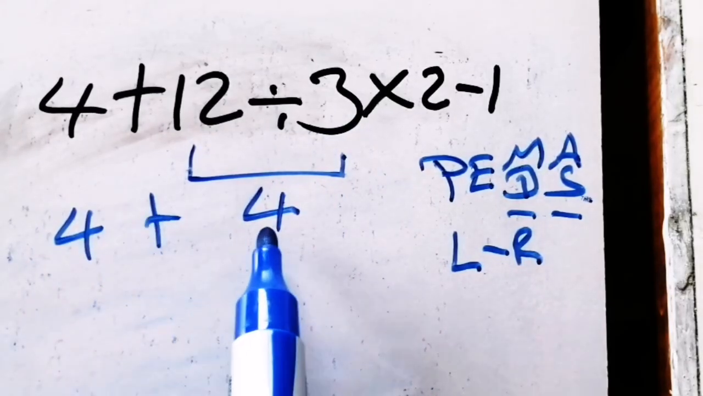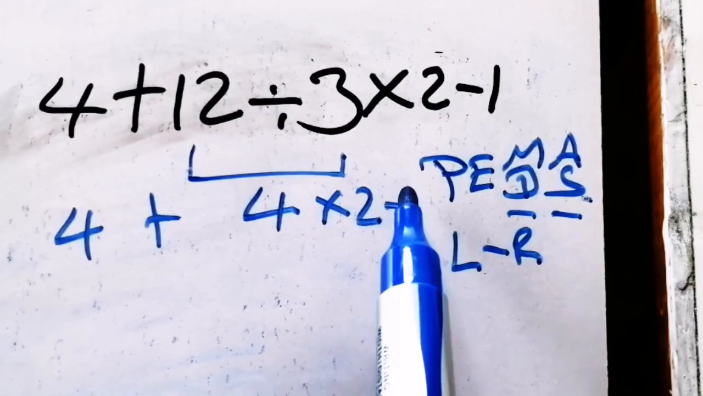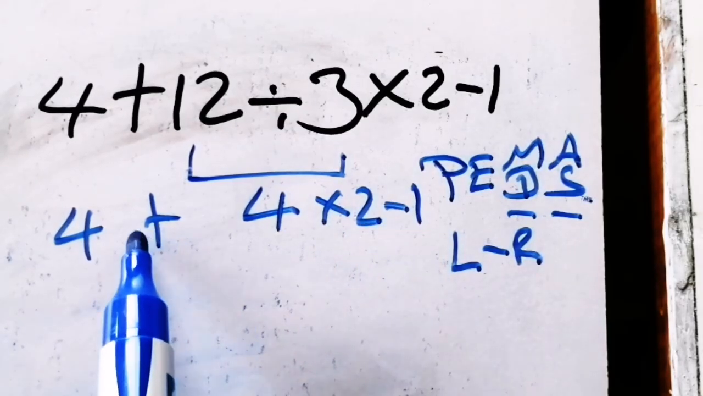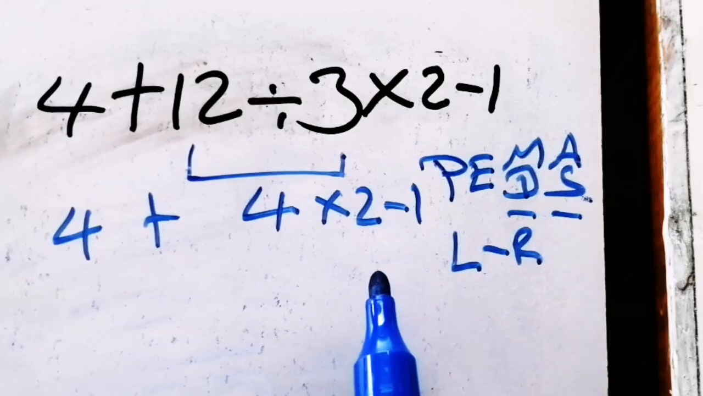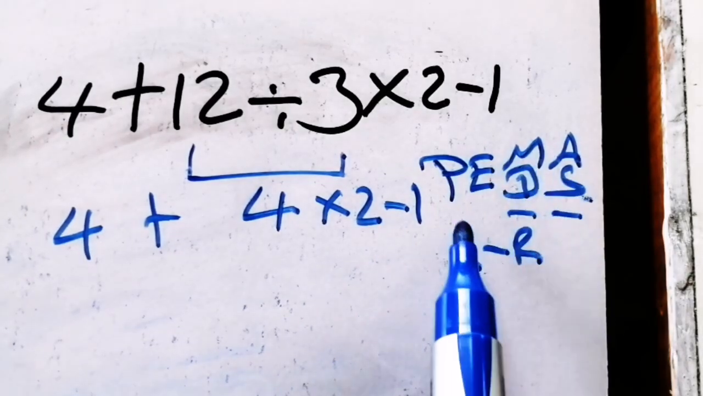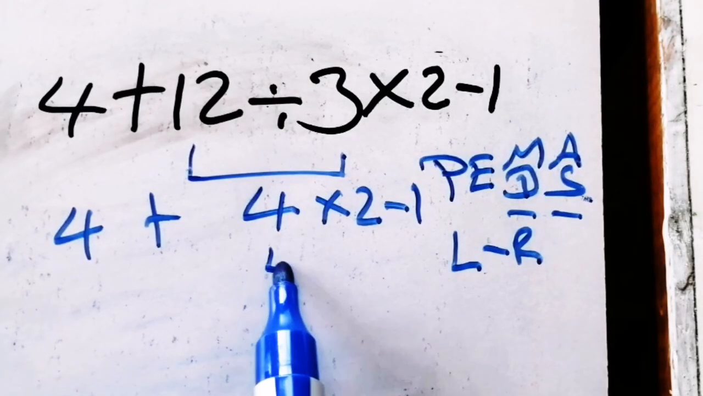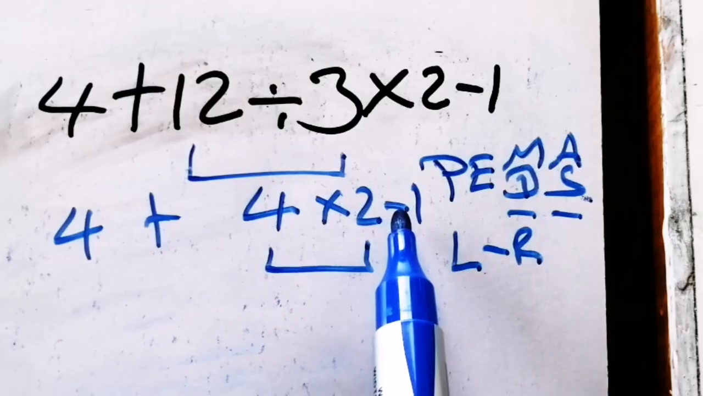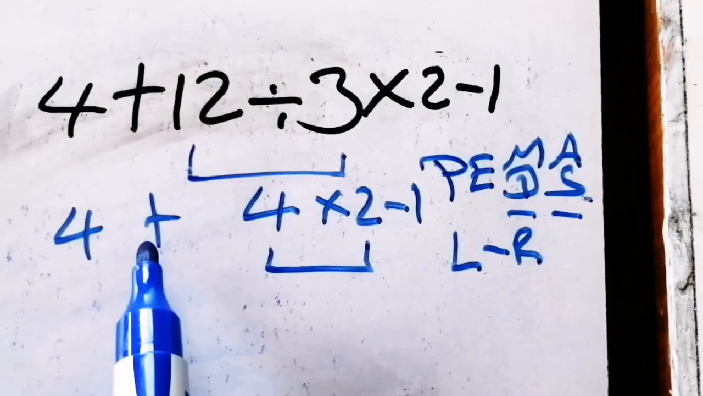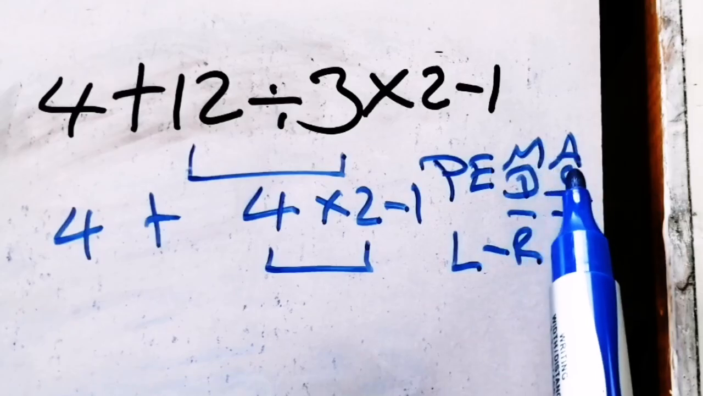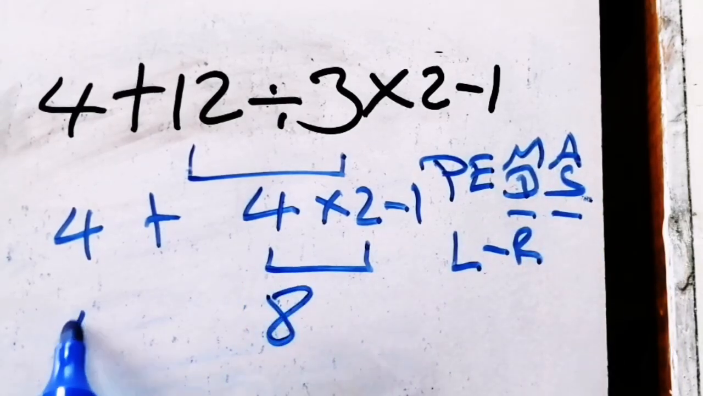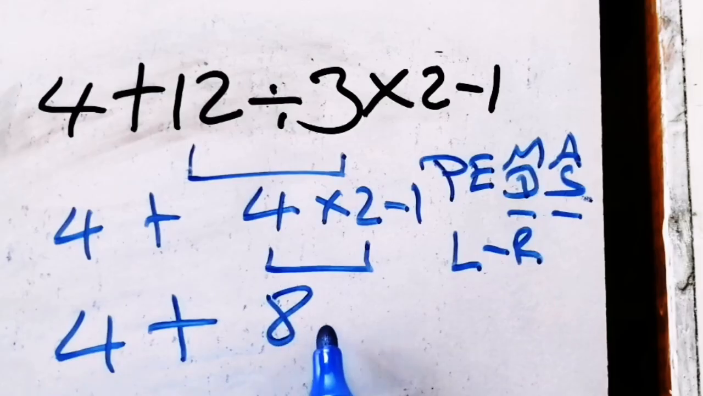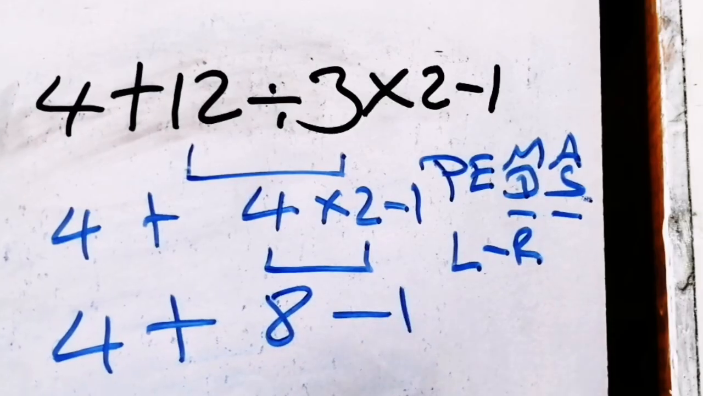Then 4 plus 4 times 2 minus 1, okay? In this expression, there is one addition, one multiplication, and one subtraction, okay? So, according to PEMDAS, this multiplication has higher priority than this subtraction and this addition, because multiplication comes before addition and subtraction. Therefore, 4 times 2, which equals 8. Then 4 plus 8 minus 1.